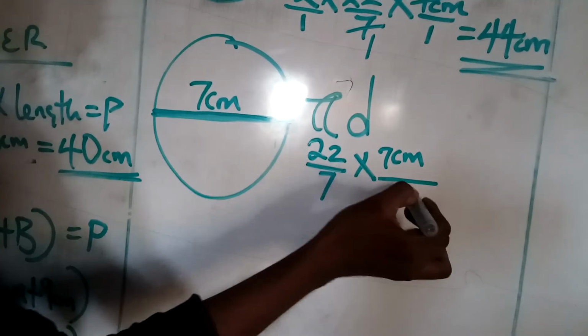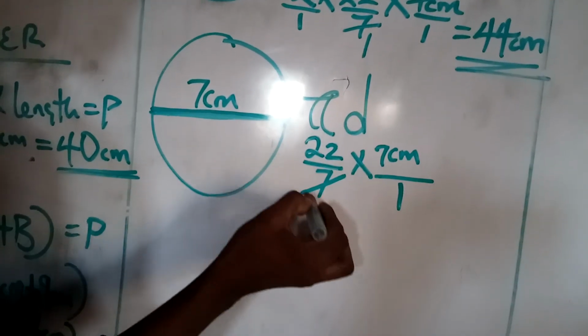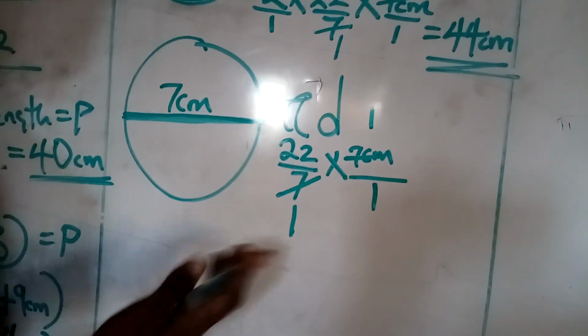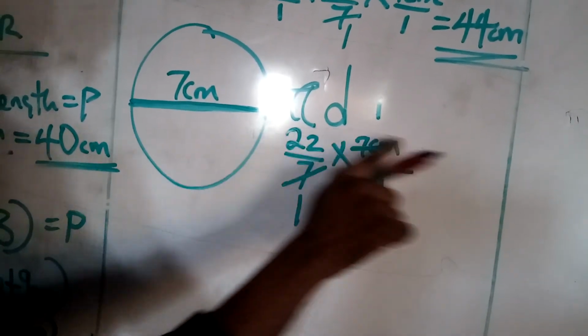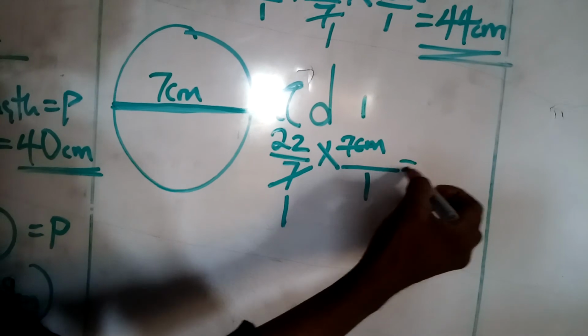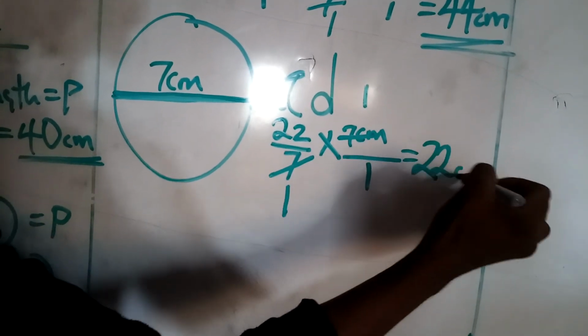We can put this over 1. 7 here, 1, and 7 here, 1. There's no number that can cancel out again, so we multiply everything through. 22 times 1 will give you 22 centimeters.